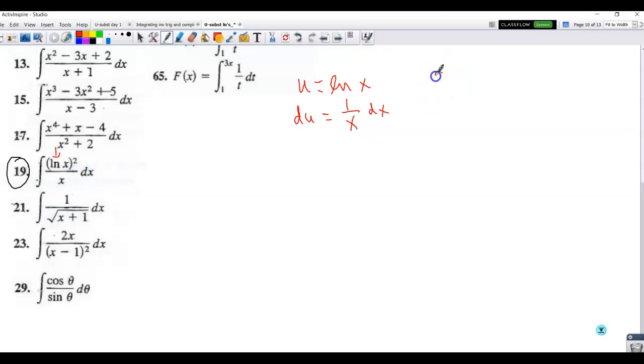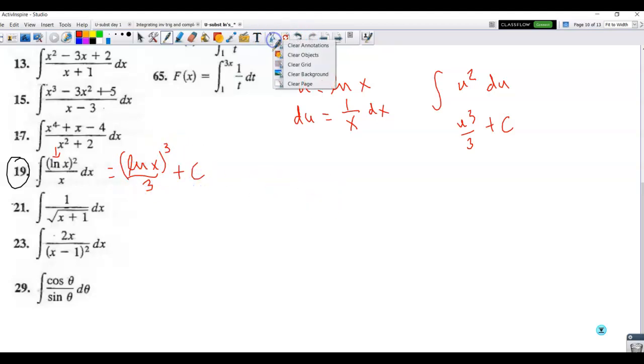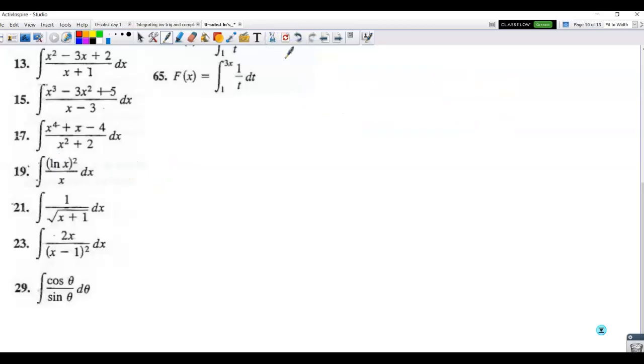I'm going to rewrite my new integral, so I'm substituting u in place of ln x, so that becomes u squared du, oh that's easy, and I get u cubed over 3 plus c. So that means that when I make my replacement, I will get ln of x to the third power over 3 plus c. Number 21, I see an inside function of x plus 1, so I'm going to let u equal x plus 1.